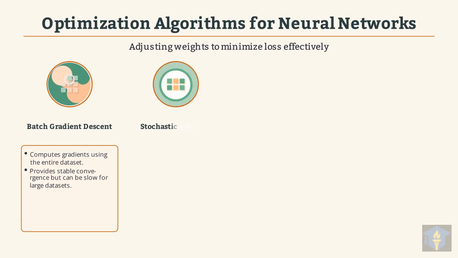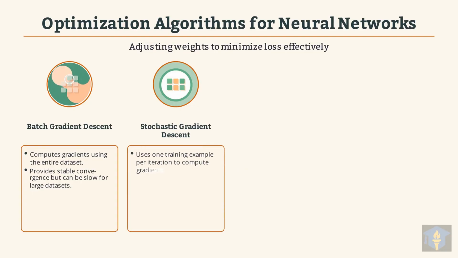Next, we have stochastic gradient descent, a faster approach for updating network parameters. Here, gradients are computed using only one single training example per iteration, making it very quick. It offers faster training, but the weight updates can be noisy and fluctuate due to single example gradients.